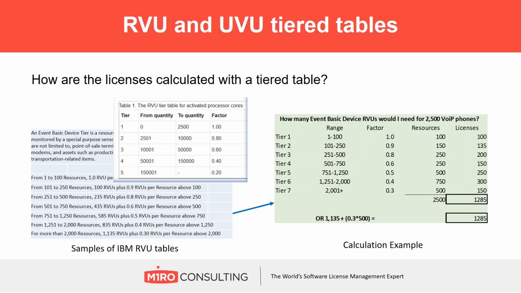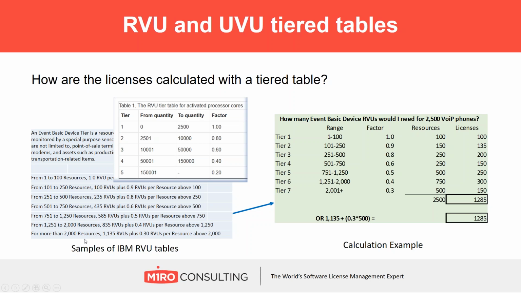So in this example, this is for Netcool Omnibus, where let's say we're monitoring voice over IP phones. If we have 2,500 phones, we just break down the math. So, the first tier, you're licensing the 2,500, and then you just start filling in the tiers. So you have 2,500 resources, but then when you add the multipliers for each tier, you only need 1,285 RVU licenses.